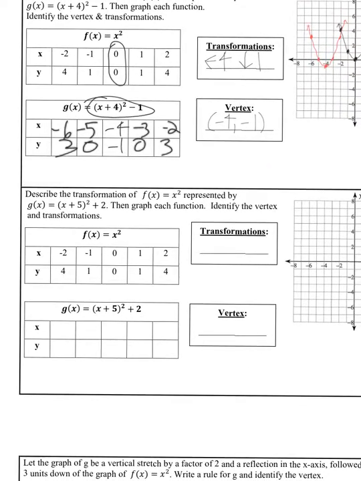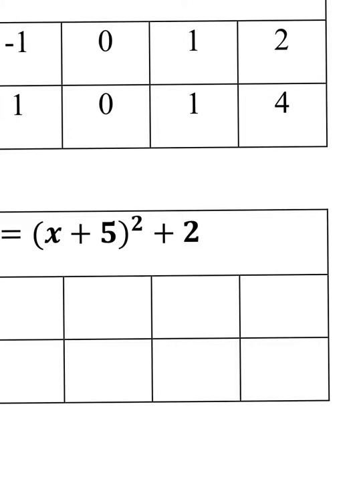Describe the transformation of f of x equals x squared, represented by g of x equals (x plus 5) squared plus 2, then graph each function, identify the vertex and transformations. Okay, let's identify the transformations first. That plus 5 is on the inside, so that means it's going to go left 5. And that plus 2 is on the outside, so that means it's going to go up 2.